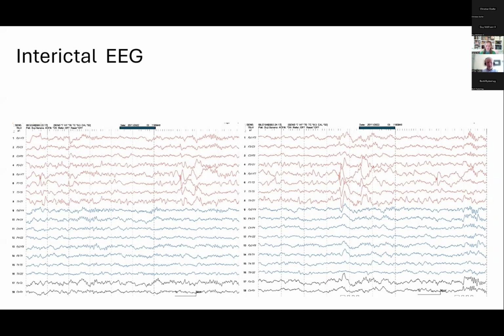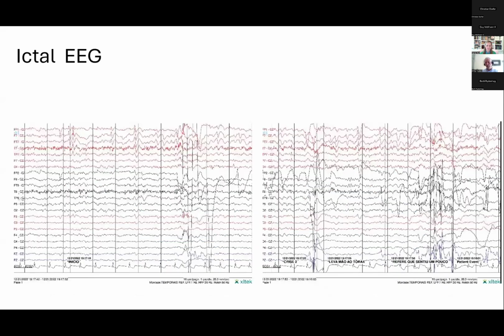And this is his interictus. And this is his ictus. It's very clearly coming from, again, the same lead, F7, very clearly a left temporal lobe onset. I won't show you the movie because it's basically a motionless stare, so there's nothing specifically useful to show you.